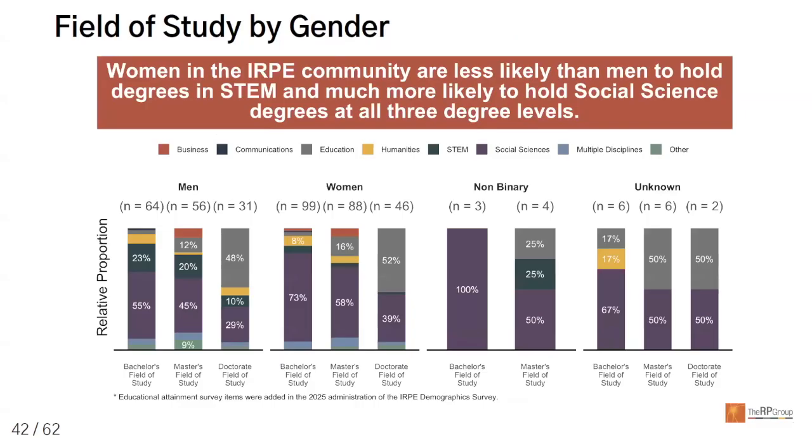When we look at gender, women in the field are less likely than men to hold degrees in STEM and much more likely to hold social science degrees at all three levels, which I see as a pattern beyond IR and our field. So it's kind of par for the course. And that's a whole other discussion, the implications of that. Next slide.